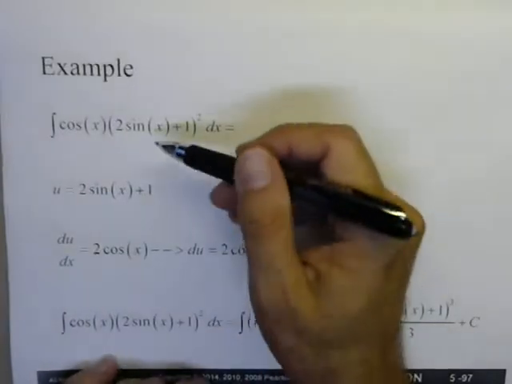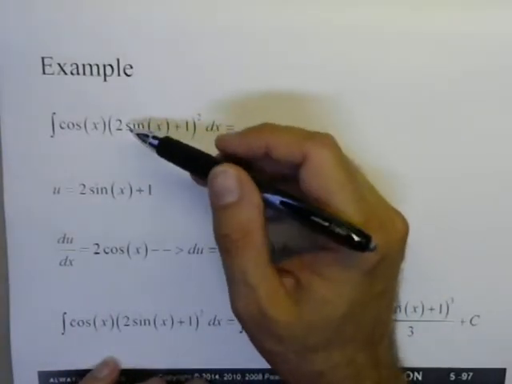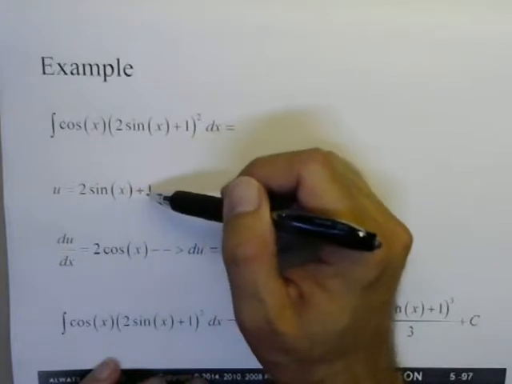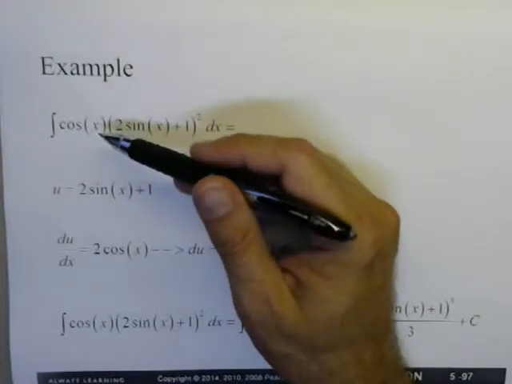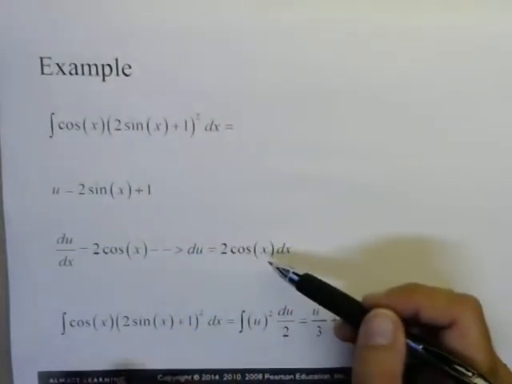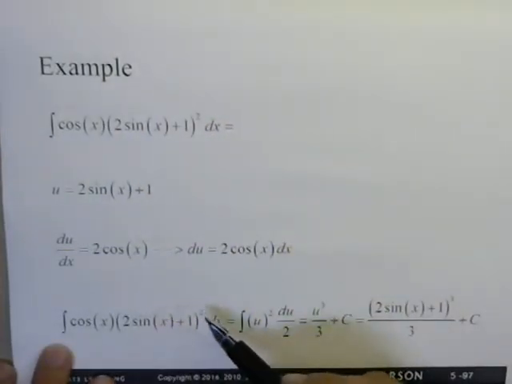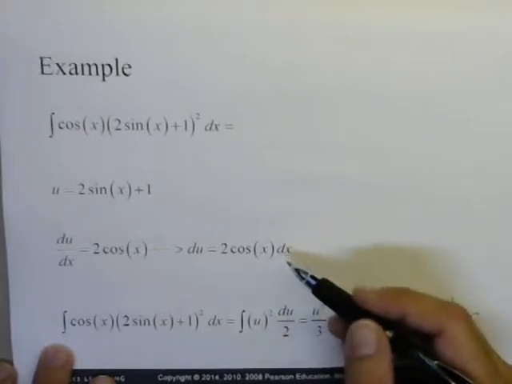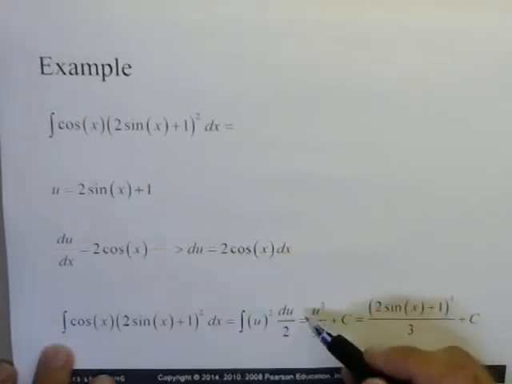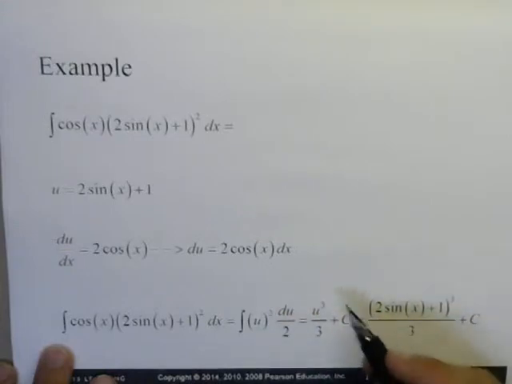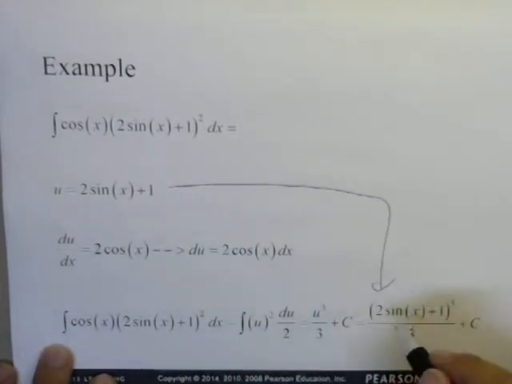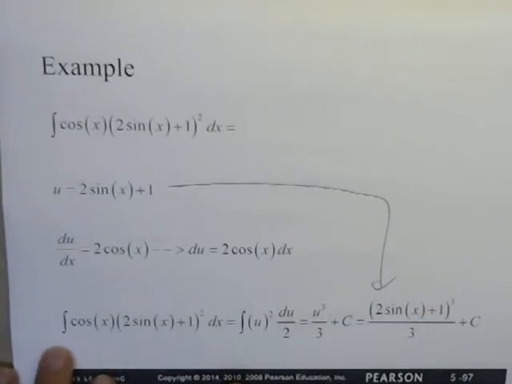Here's something, again, where it's kind of hard to tell what to do. But let's try u equals sine x plus 1, because the derivative of that is cosine x. Well, it's got a 2 in front, but pretty much the same thing. So replacing that with u, and this with du over 2, the antiderivative of u squared is just u cubed over 3. Don't forget your constant, and then don't forget to put that back in for x when you're done. Don't forget those two things.